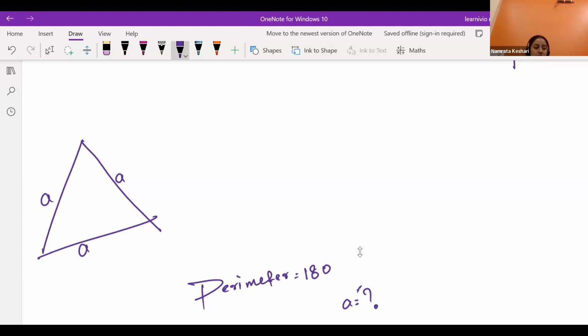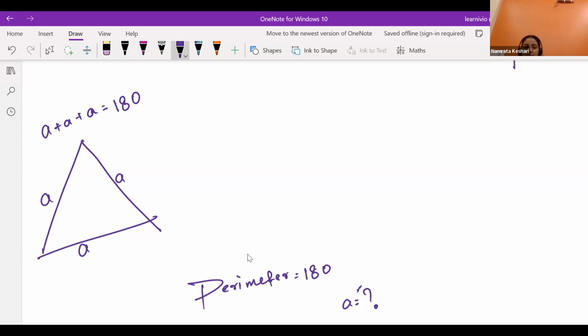The formula for perimeter is a plus b plus c. That means you understand that we have to add all the sides, right? Yes, ma'am. So if we add all the sides, this is the perimeter, and that is given in the question as 180. So can we find a from here, Sara? Please find it and tell me what we are going to get.